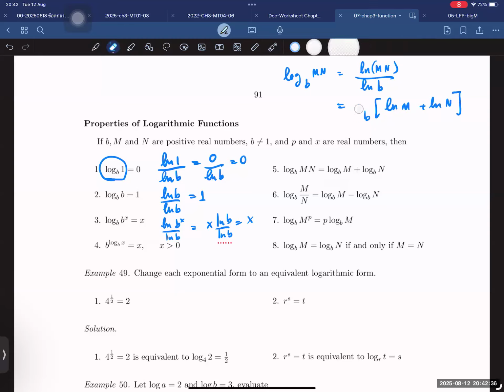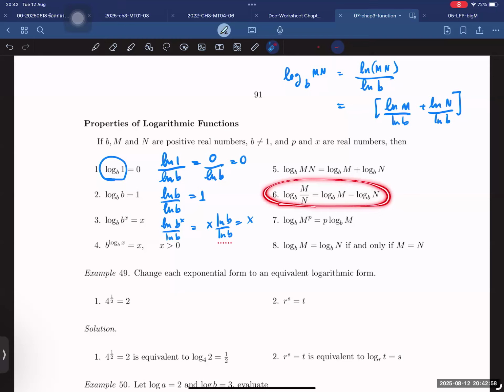Right, okay, let me just write this one divided by log of b, this one divided by log of b, and each term is log of m base b. This is log of n base b. Okay, same thing with the 6. And here is just move the power P outside.